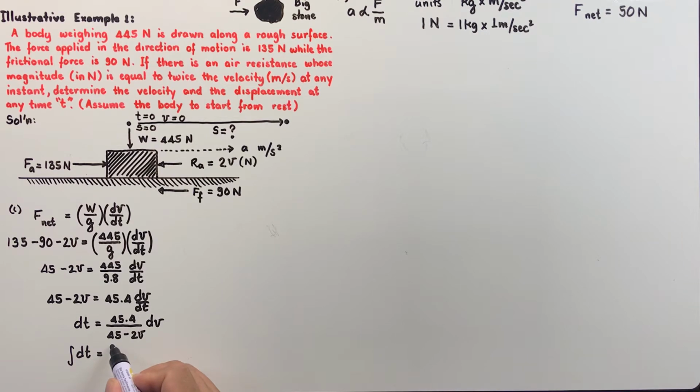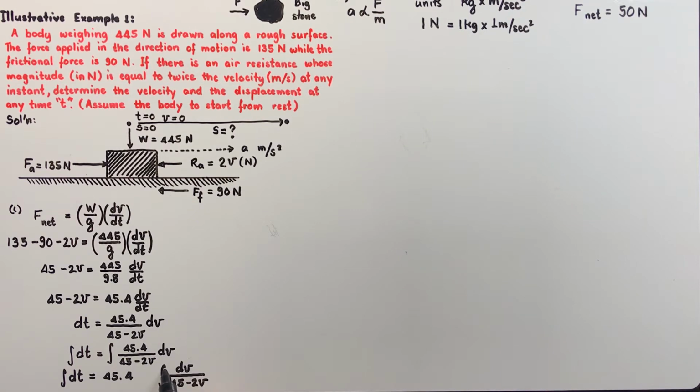So the integral of dt, which is equal to the integral of 45.4 over 45 minus 2v dv. And you can factor the constant outside the integral symbol, which is 45.4 here times the integral of dv over 45 minus 2v. But you notice that the differential of 45 is 0 and the differential of negative 2v is negative 2 dv, which we don't have in the numerator.